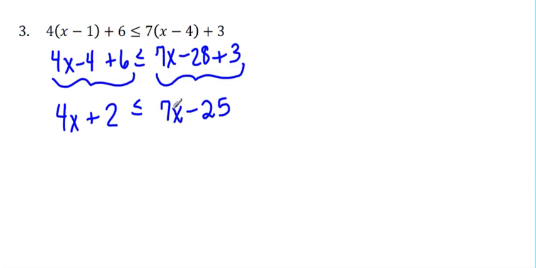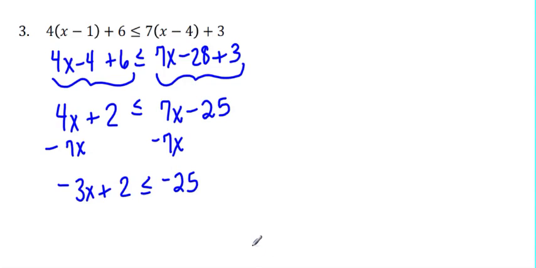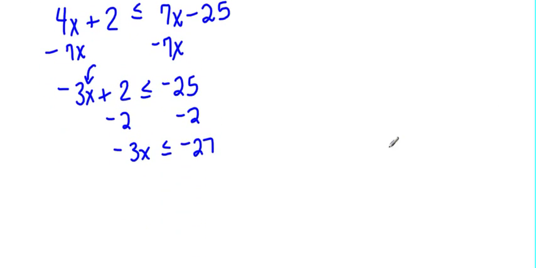So once again, most of you are used to moving the 7 over, so I'm going to do that. If I subtract 7x, to get my variables to one side, this side becomes negative 3x plus 2 is less than or equal to negative 25. To get x by itself, I need to move the 2 and the negative 3, and the first thing I want to move is the 2. So I'd have negative 3x is less than or equal to negative 27. And divide by negative 3. So I get x. This is going to become 9 over here. And this sign switches because I divided by negative 3.